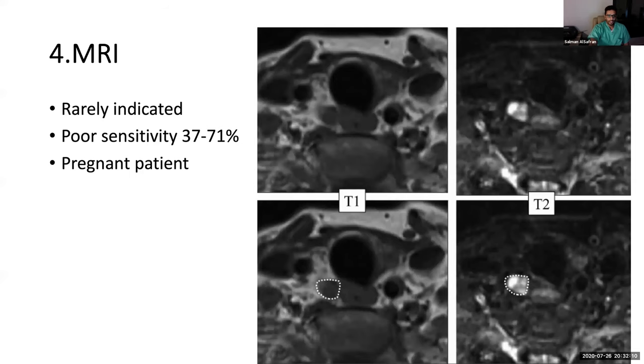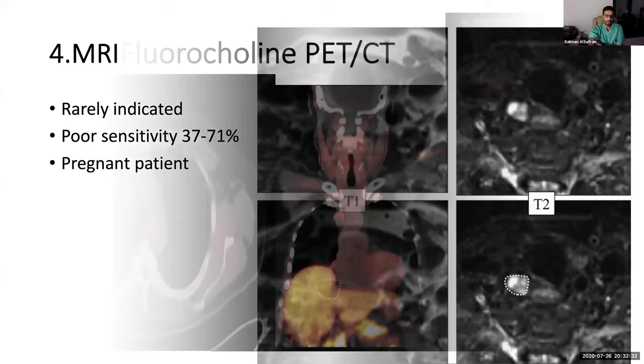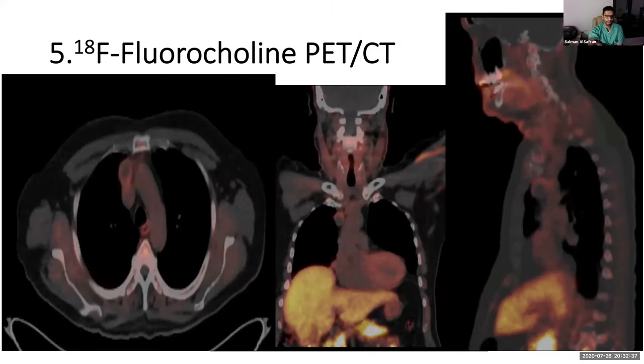The other thing we can use is the MRI. It's basically rarely indicated, with poor sensitivity, and you use it when exposure to radiation is not wanted, in a pregnant patient or in a young patient. The other thing, which has been a new modality on the market in the past 3 years, is something called PET CT scan with contrast using the 18F fluorocholine.